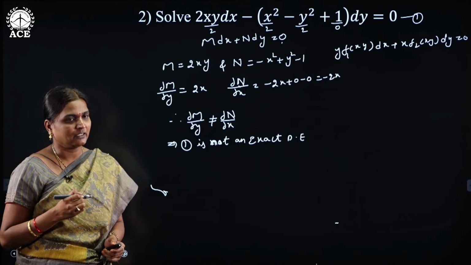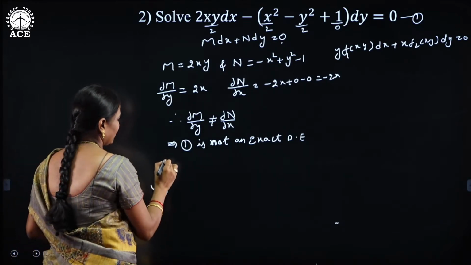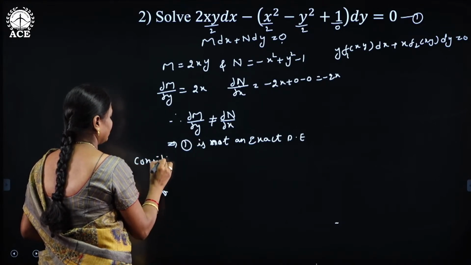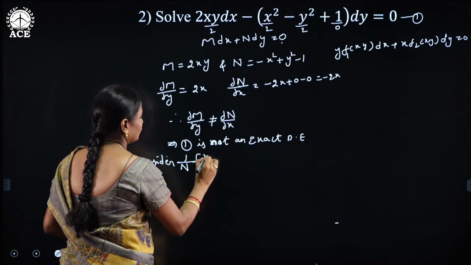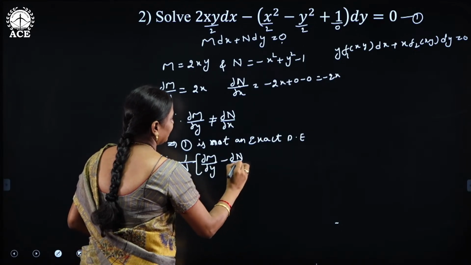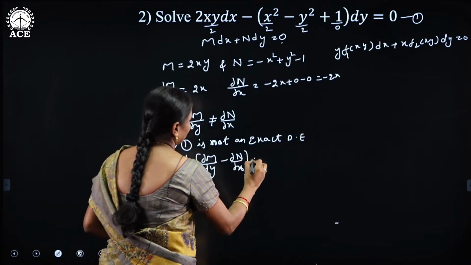Coming to the third method. In the third method, what is case 1? There exists a single variable function. So first calculate, consider 1 by N into dou M by dou y minus dou N by dou x. So first consider this factor.